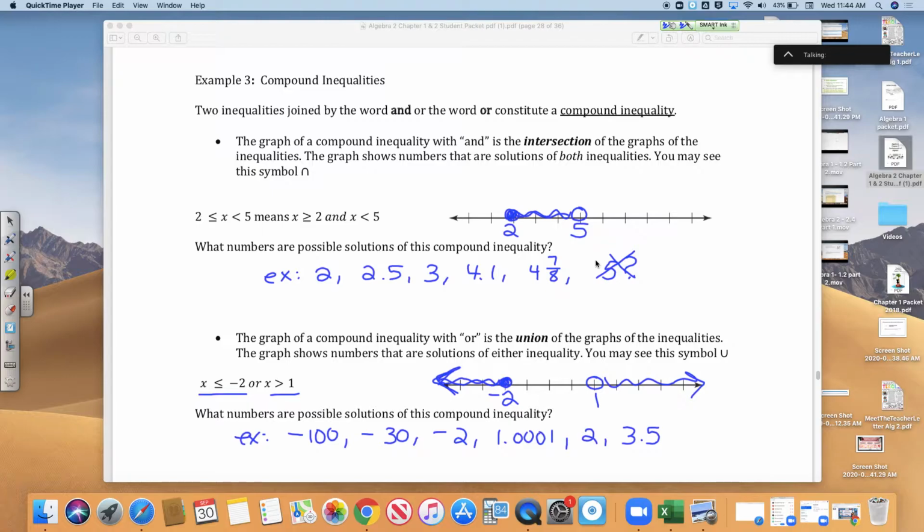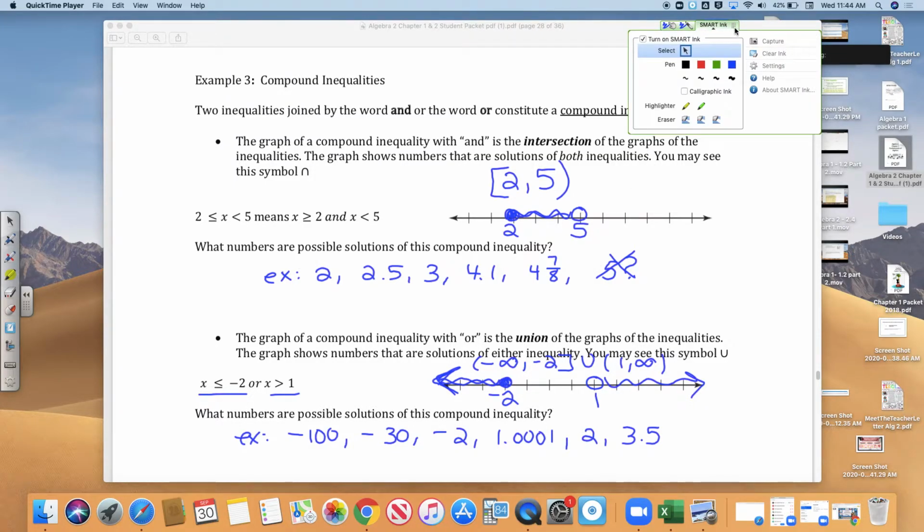Now we can use interval notation for these types of problems as well. If we look at the "and" compound inequality, this would be bracket 2, comma, 5, parenthesis. For the second one, for this compound inequality, this would be -infinity, comma, -2, bracket, union with parenthesis 1, comma, positive infinity, parenthesis. So yesterday we learned about interval notation, and we use this for compound inequalities as well.